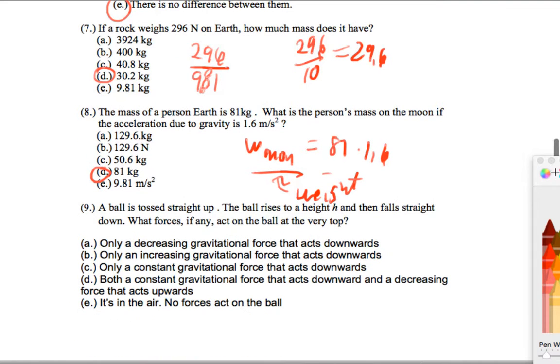Okay? And then number 9, a ball is tossed straight up. The ball rises to a height h and then falls straight down. What forces act on the ball on the way up, and on the ball at the very top? At the very top, all we have is a constant gravity force acting downwards. The force does not suddenly turn off. The force is responsible for it stopping and turning around.